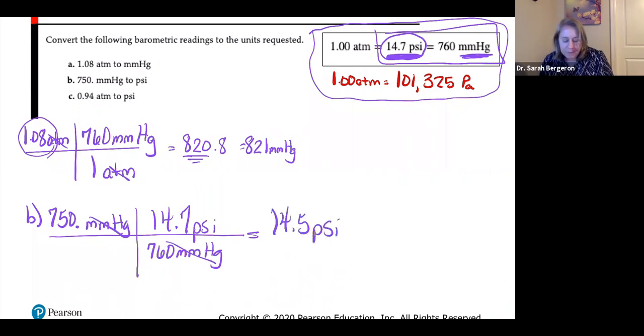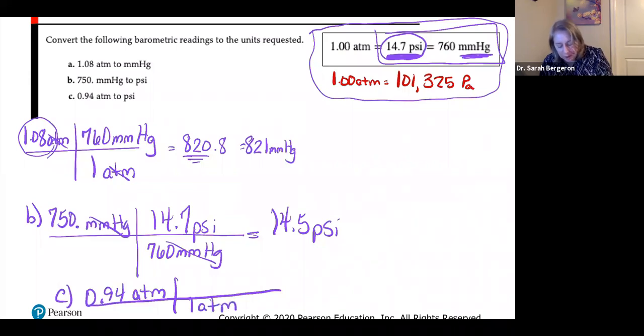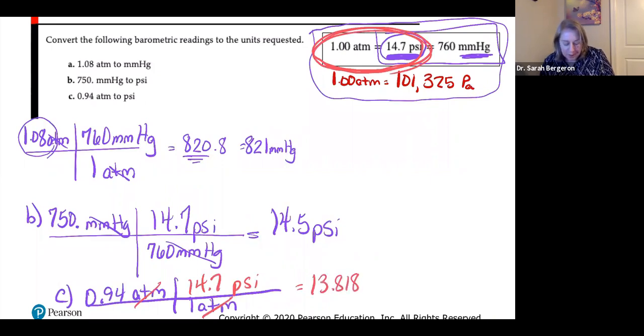14.5 PSI. Then our last one, C, 0.94 ATM, and we want to go to PSI. Okay, so I know I have 1 ATM. In this case, I'm going to use this conversion right here. So I have 1 ATM, I have 14.7 PSI. So my ATM cancels, and I do 0.94 times 14.7, and I get 13.818, but that's not the right number of sig figs. I only have 2. So that is going to give me 14 PSI. Okay.